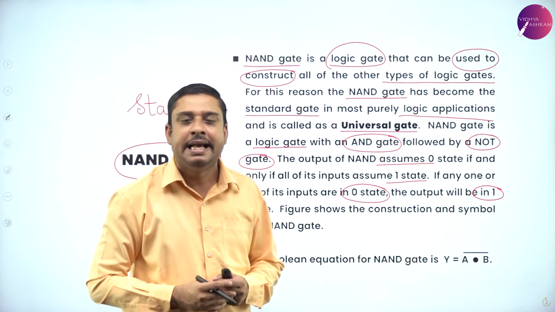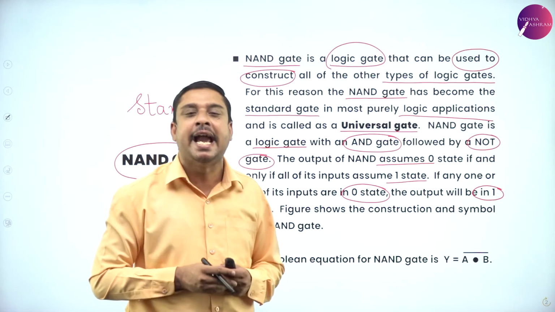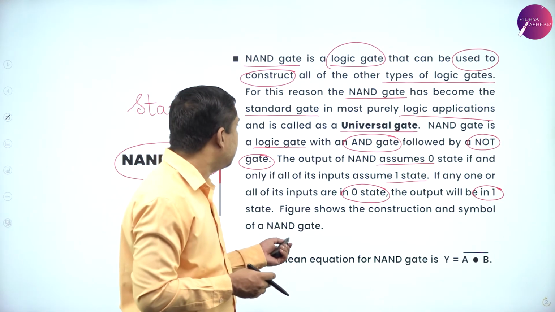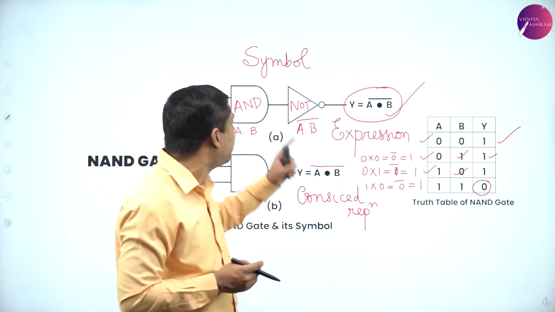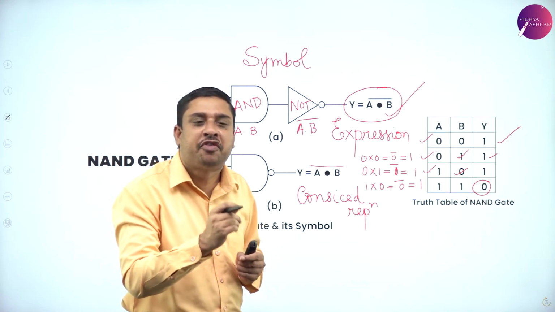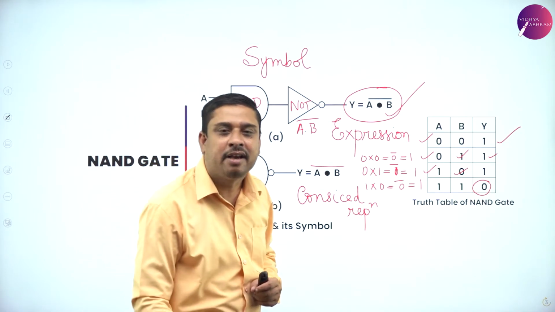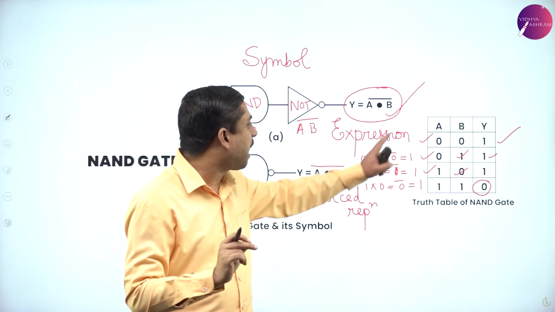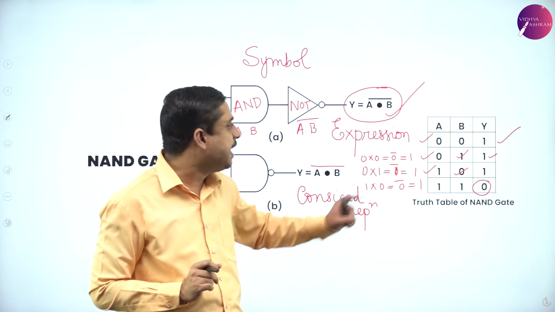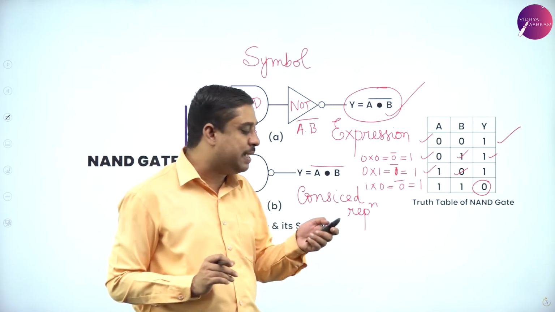So please understand, the NAND gate is a standard universal logic gate because it can perform all logical operations. Here it has an AND gate followed by a NOT gate. It will invert the operation of the AND gate, and very clearly the output of the NAND gate is high when at least one or both the inputs are dissimilar. See, if both the inputs are high, the output is low. So this is about the NAND gate.